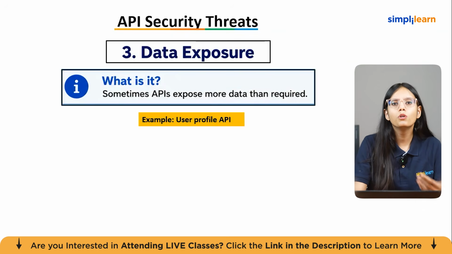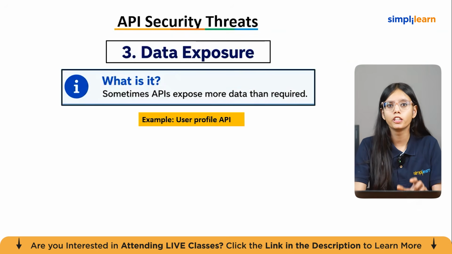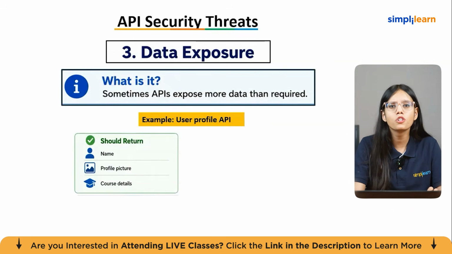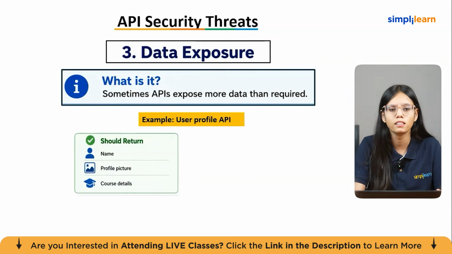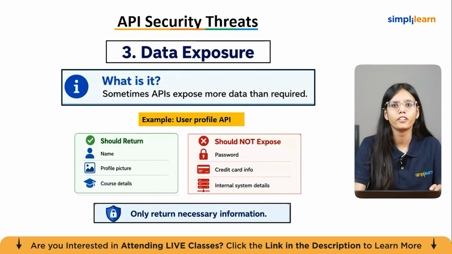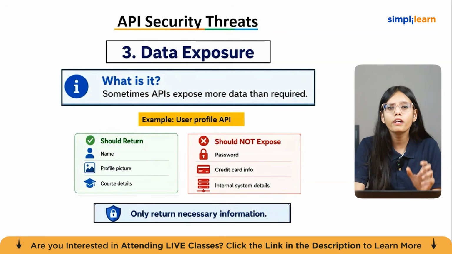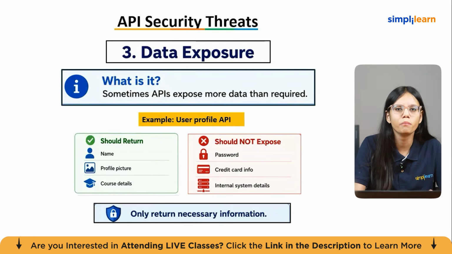For example, a user profile API may only need to return name, profile picture, and course details, but due to poor design, it may also return password, credit card information, or internal system details. And this creates security risks. APIs should always return only the necessary information.